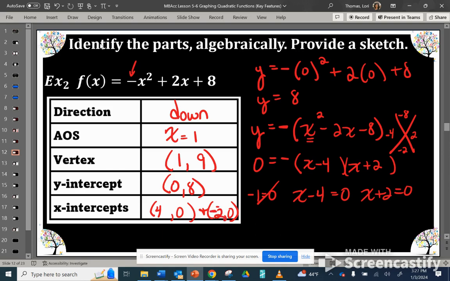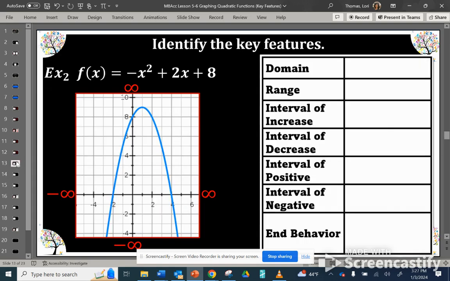Okay, let's do our sketch. And we have our AOS, x equals 1. So x equals 1 is our AOS, which we will need for intervals of increase and decrease. So our domain is all real numbers. We are not restricted. X can be anything.